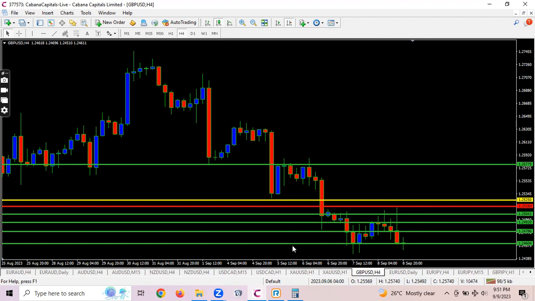Okay, so that's it on GBPUSD. And like I said, your risk should determine your reward. If your risk on a trade is 50 pips, your reward should be 75 pips. If your risk is 60, 90 pips. If your risk is 100, 150 pips. It shouldn't go below that.